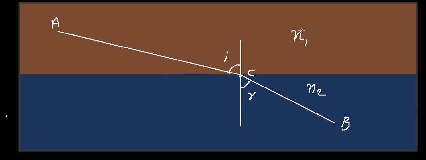Here n1 is the refractive index of medium 1 and n2 is the refractive index of medium 2. Then the relation between n1, n2, I and R is given by Snell's law, that is, n1 sin I equals n2 sin R. Let us derive this.